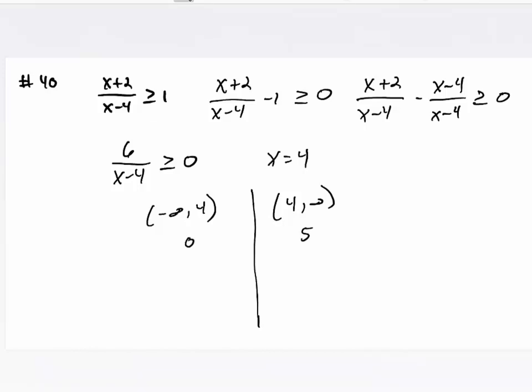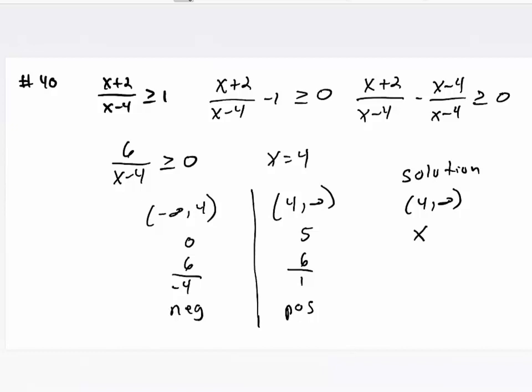Let's make life easy. Right, so this is going to be 6 over negative 4, and this is obviously going to be negative. Right, and then this one here is going to be 6 over 1, which is obviously going to be positive, right? 5 minus 4. So then the solution for this particular problem here is going to be 4 to infinity. And if I was writing it this way, it would be x is greater than or equal to 4.